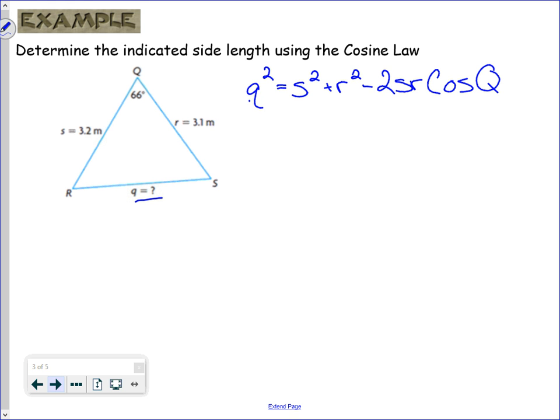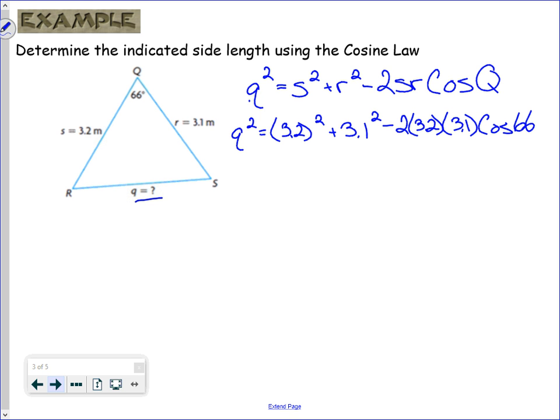Now we're going to substitute in what we know. So we'll have Q squared equals, S is 3.2, so 3.2 squared, side R is 3.1, so plus 3.1 squared. Then we're going to subtract 2 times side S of 3.2 times side R of 3.1 times cosine of angle Q, which is 66 degrees. In the next step, we are going to square each of those 2 pieces, and we're also going to multiply out those 4 terms together.